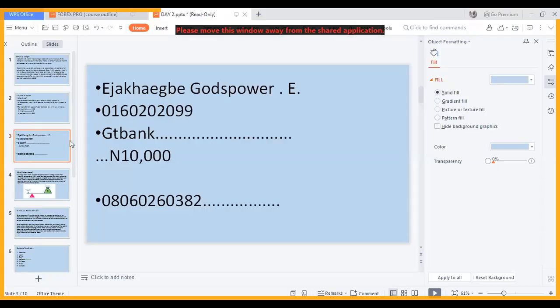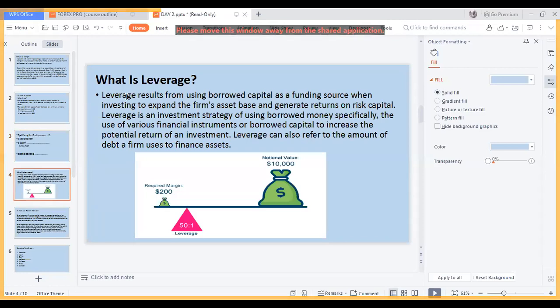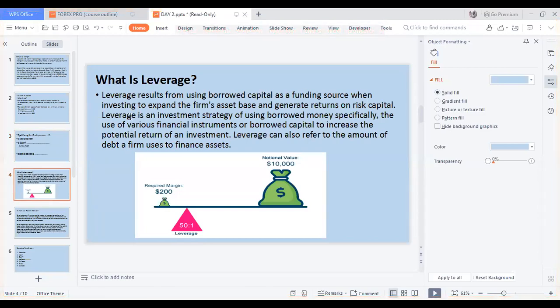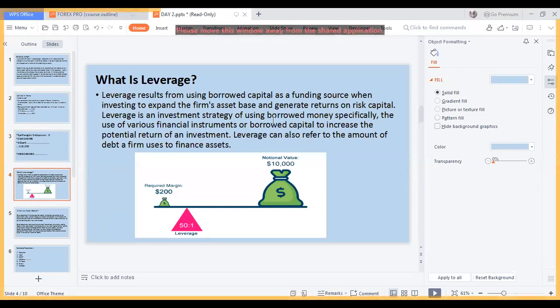So my next phase is leverage. Leverage results from using borrowed capital as a funding source when investing to expand the firm's asset base and generate returns with own capital. Now, what is leverage? You know me, I'm not actually someone that is interested in all those financial stocks, but because of Forex, I had to get some good ideas about it. Leverage is like brokers will come to you, Madam Gillian, and say we know you have only $100, but we can help your ministry. She will say, how? They will say, with this $100, we can boost your money in the forex market. But guess what? Is it for free?